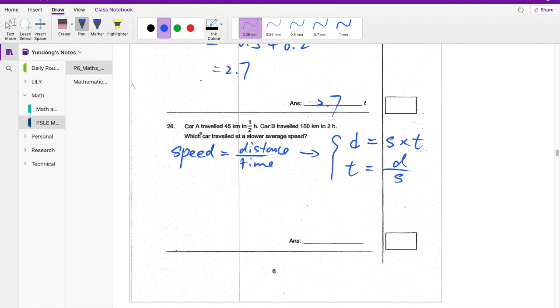Right? So now we want to compare which speed is slower. For car A, speed equals 25 divided by the time, which is 50. For car B, 150 divided by 2, which is 75. So B is slower.